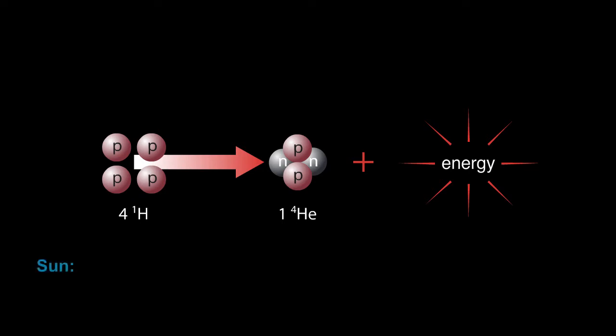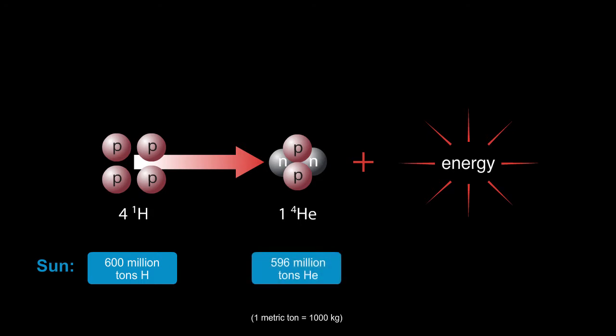In the core of the Sun, for example, each second about 600 million tons of hydrogen fuse to make about 596 million tons of helium. The missing 4 million tons of mass become energy in accord with E equals mc squared. This energy is the source of the Sun's luminosity.